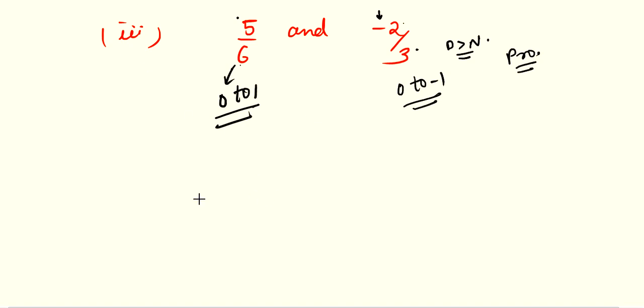Okay. So now we have to plot on different number lines. So the first number line here we are having. First we are plotting 5 by 6. So this is your 0 and this is 1 and 2. This is minus 1 and minus 2. Now 5 by 6 will lie between 0 to 1.